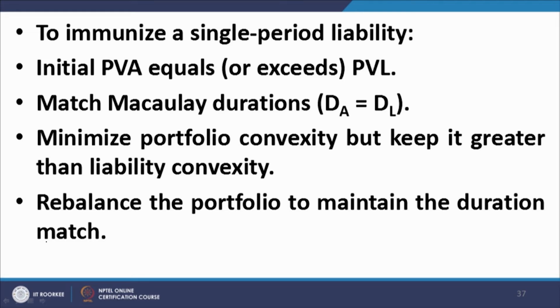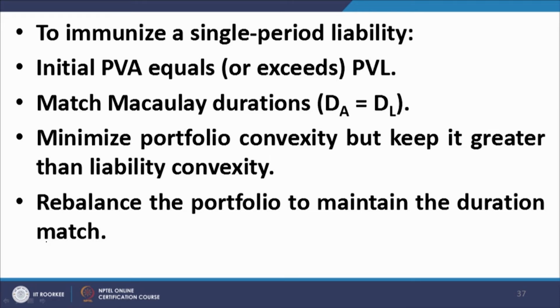To immunize a single period liability, initial PVA equals or exceeds PVL. Exceeds when the portfolio IRR, or the immunizing portfolio IRR, is less than the growth rate of the liability, then you have to compensate for this lesser growth rate by taking an initial position in present value of assets which is higher than the present value of liabilities.